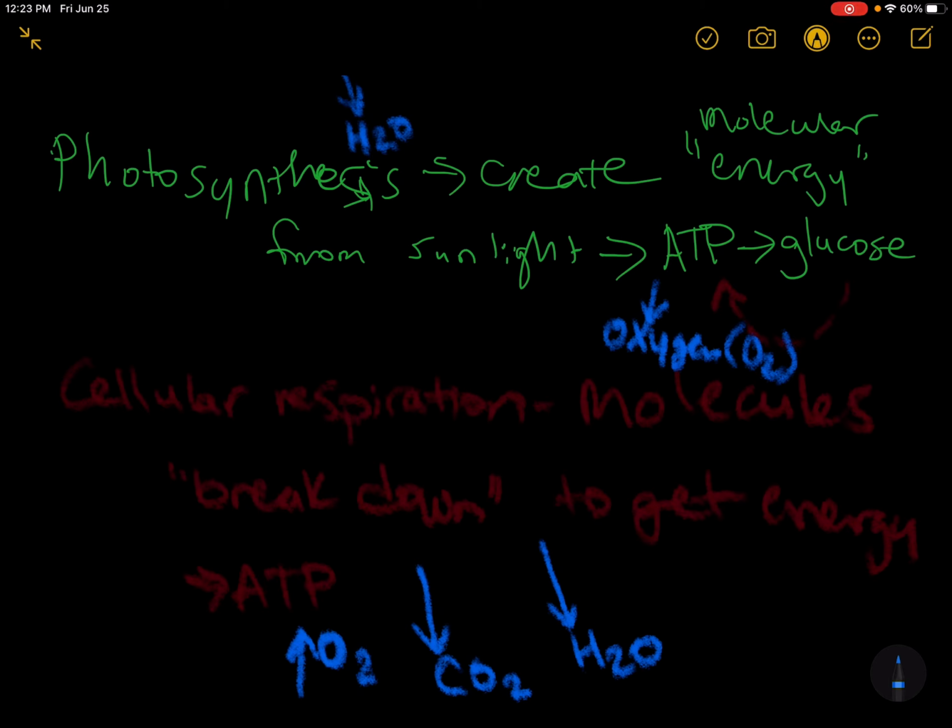And in this conversion from ATP to glucose, we need to build glucose, which is a carbon-based molecule, out of something. Where do we get that carbon? Well, that carbon comes from CO2.